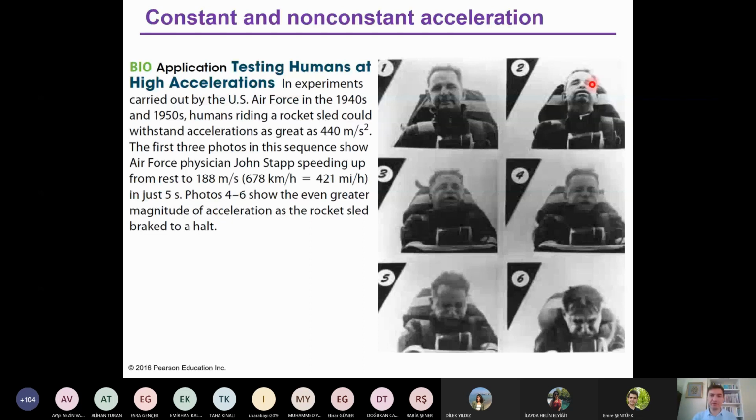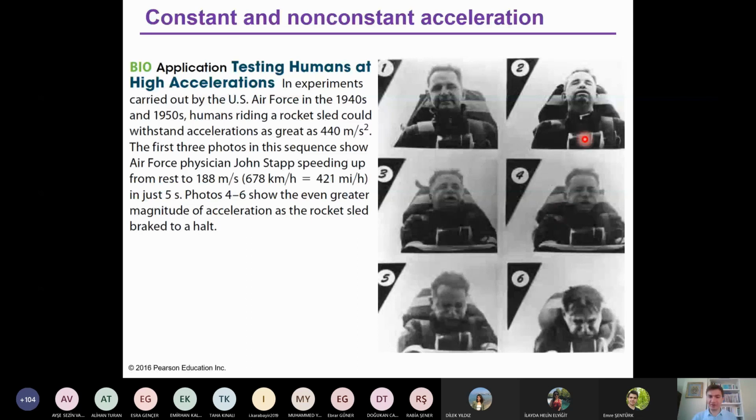And here the pictures 4, 5, and 6, the last three pictures, show even greater magnitude of acceleration as the rocket sled braked to a halt. So within these three pictures, we have acceleration from rest to 188 meters per second. And during the last three pictures, the pilot is stopped, okay? And then we have negative acceleration. So you see the effect of the acceleration on the pilot.